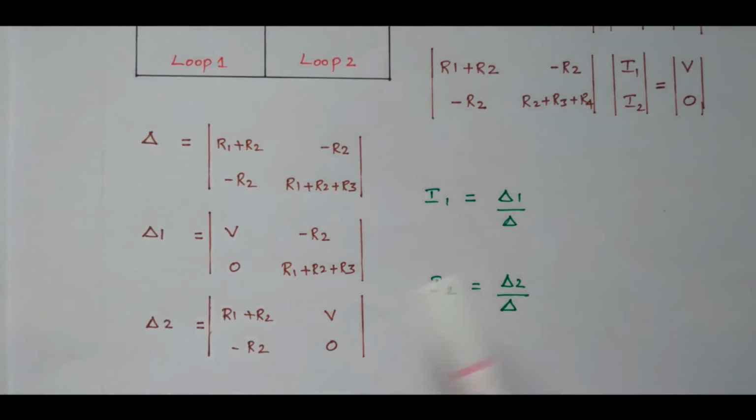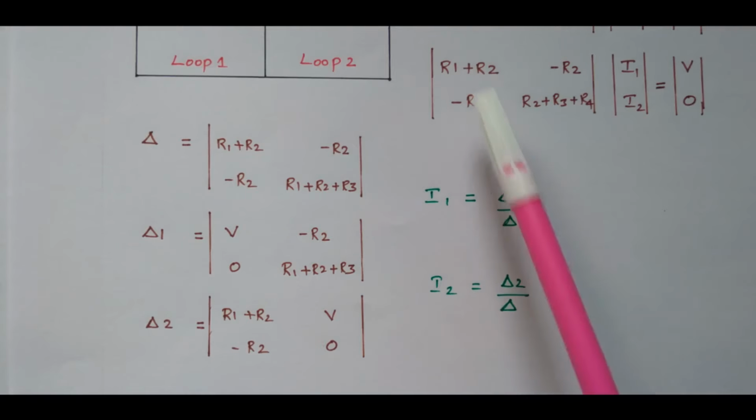After finding these values, we can find I1 and I2. What is I1? Del 1 divided by del. These are determinants, so we need to find the determinant values. Del 1 by del will give the I1 value. Del 2 by del will give the I2 value. Right? So compared to the equation method, this matrix method is easy.